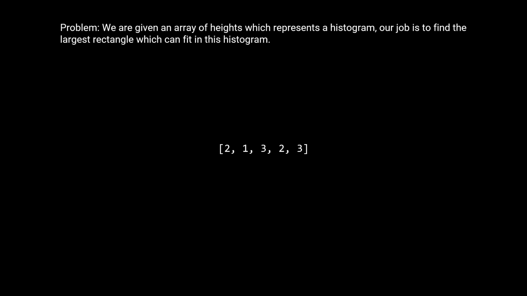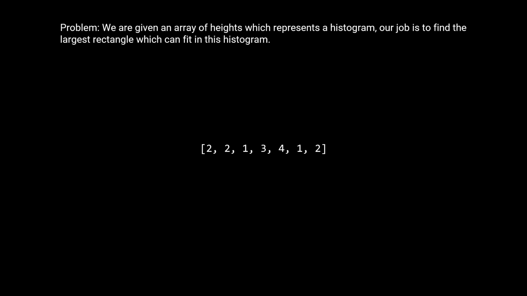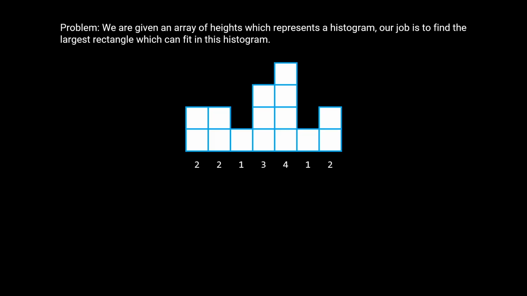So if we're given this array, the corresponding histogram would look like this, and the largest rectangle for this histogram is 3 wide and 2 high for an area of 6. And if we're given an array like this, the histogram would look like this, and the largest area would be 7, with this rectangle of height 1 hiding on the bottom here.